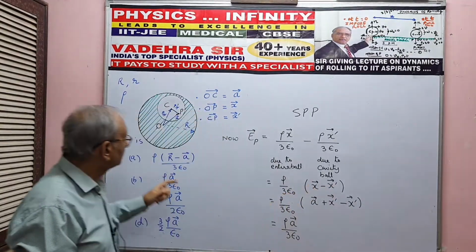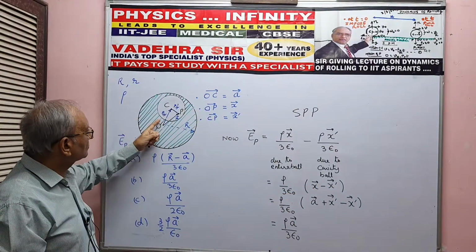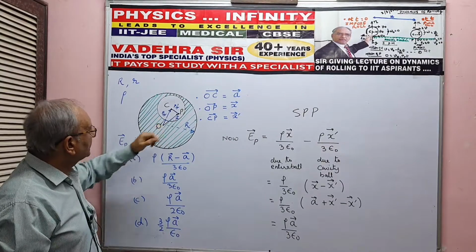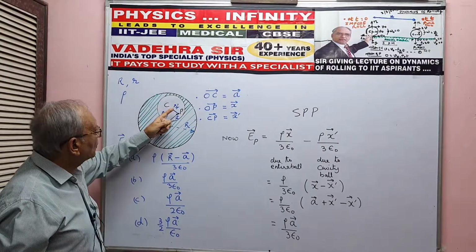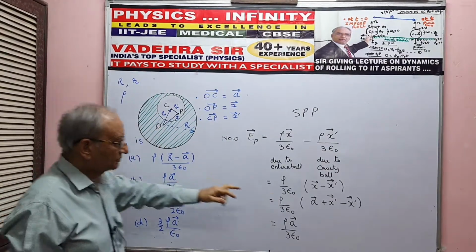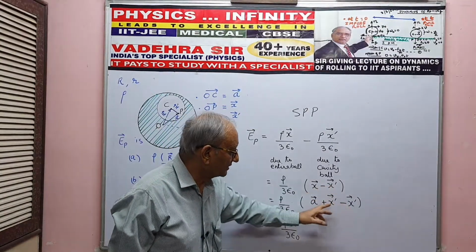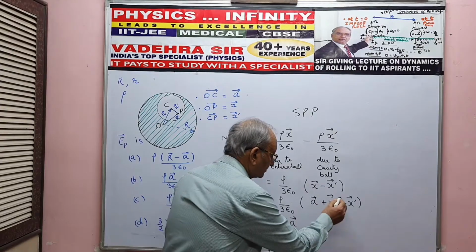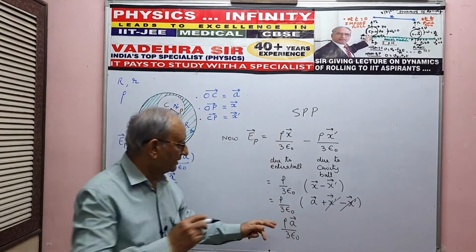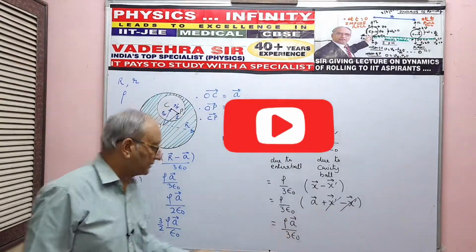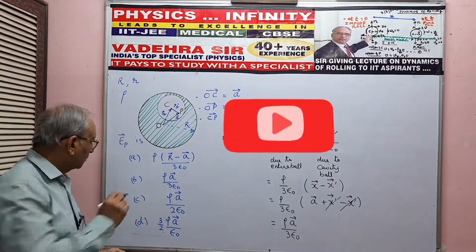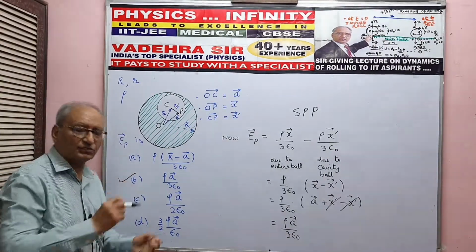But x arrow is a arrow plus x dash. A arrow plus x dash minus x dash. This will cancel, and I get the answer rho a arrow by 3 epsilon naught. Rho a arrow by 3 epsilon naught. So B is the correct choice.